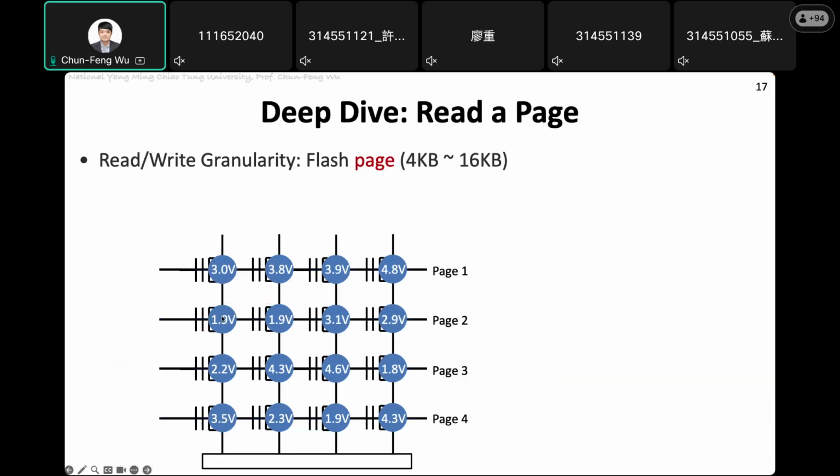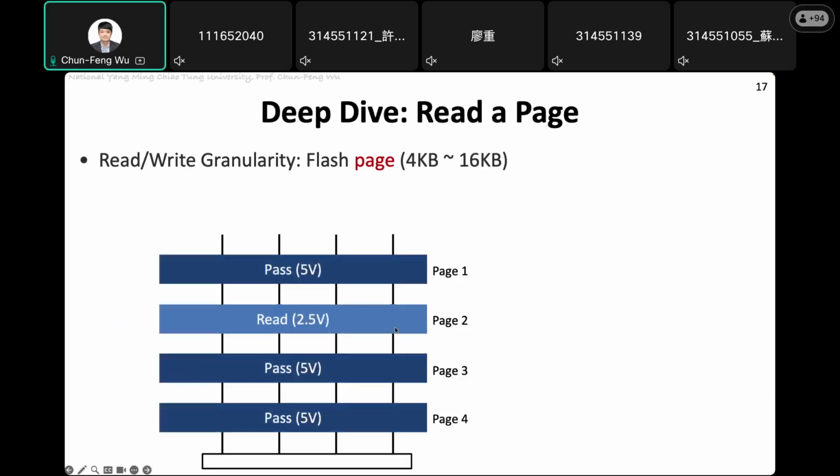So that is for program. Now you can think about this one is 1100. The next step is how to read out the data.